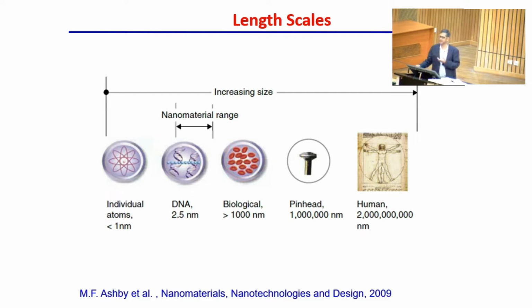So 2 meters means 2 into 10 to the power 9 nanometers, because we know 1 nanometer is 10 to the power minus 9 meter. So if 1 nanometer is 10 to the power minus 9 meter, okay, so 1 meter is 10 to the power 9 nanometer. That's very easy. So that means a human has a length of 2 into 10 to the power 9 nanometers.